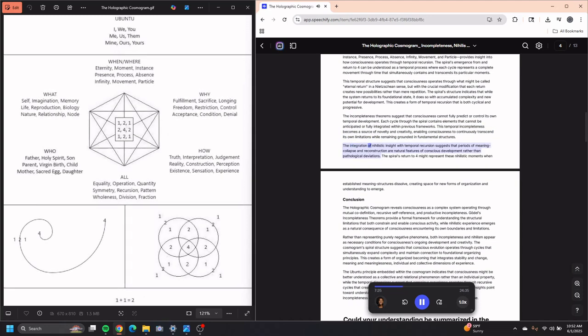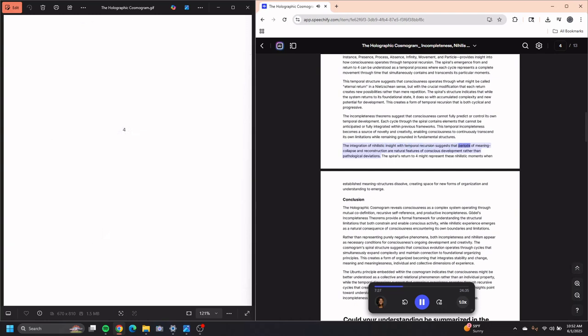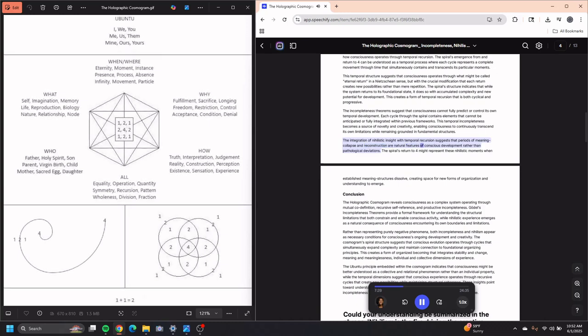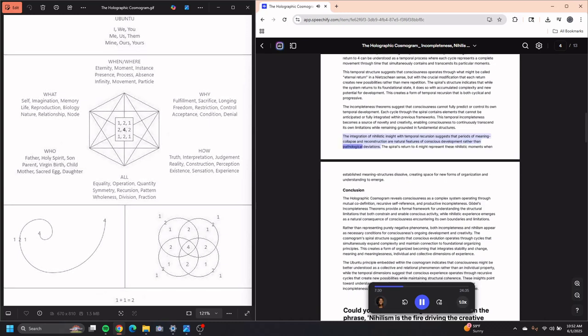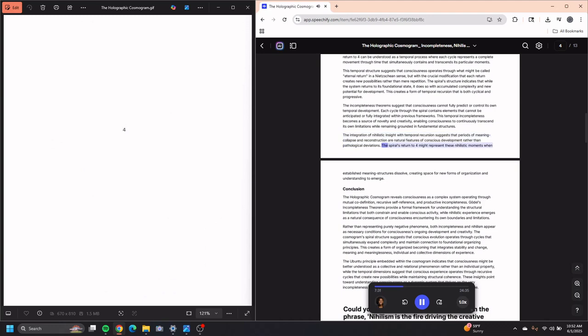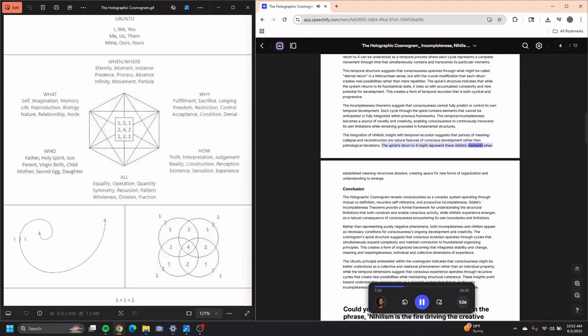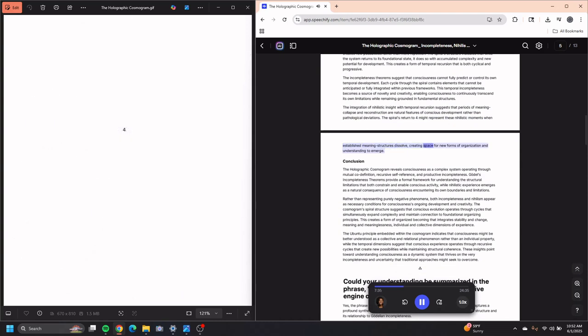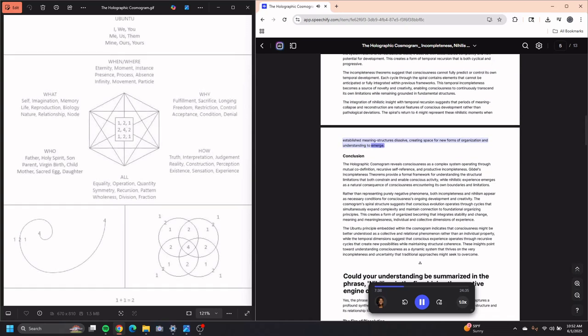The integration of nihilistic insight with temporal recursion suggests that periods of meaning collapse and reconstruction are natural features of conscious development rather than pathological deviations. The spiral's return to form might represent these nihilistic moments when established meaning structures dissolve, creating space for new forms of organization and understanding to emerge.